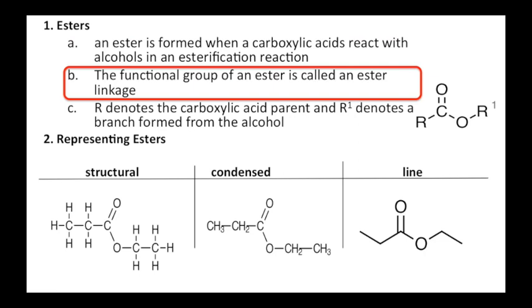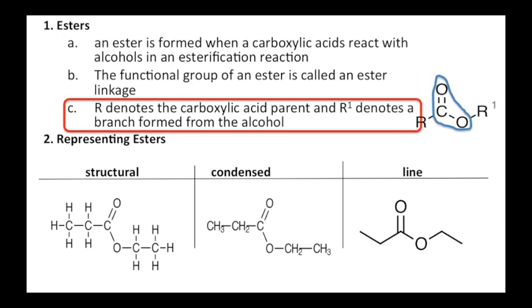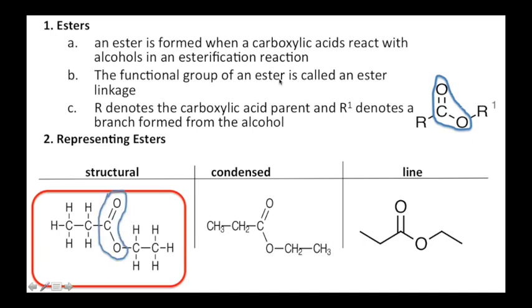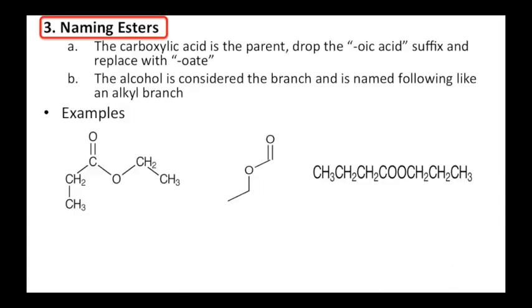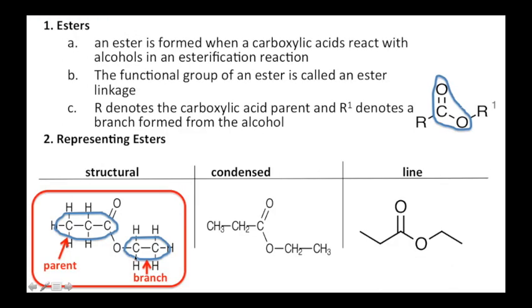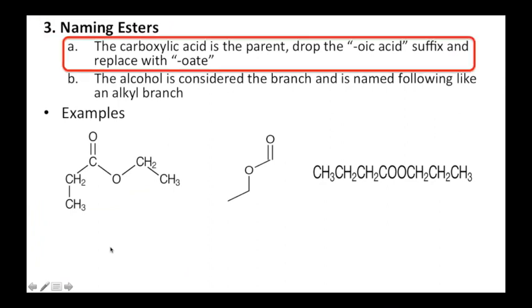Okay, the functional group of an ester is called an ester linkage. That's the double bond to the O, single bond to the O. And R is just a carbon chain. Now R1 denotes the branch. So we have a parent and a branch on these. It's always the parent, and this is always the branch. So in this one, there's our ester, there's our parent, there's our branch. The branch will always be the one connected to the O with the single bond, not the double bond.